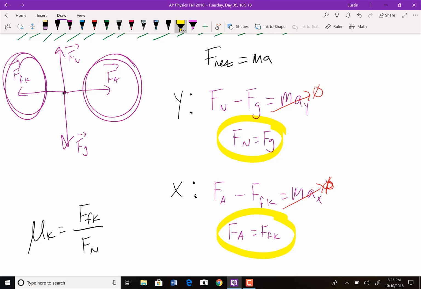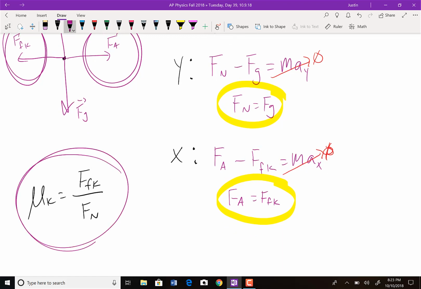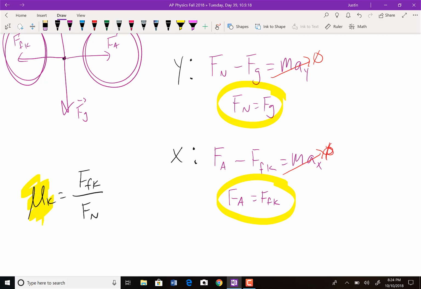So lastly, I know that I'm trying to find mu k. That's the goal here. And I know that mu k, the definition of it, is the kinetic friction force divided by the normal force. So if that's true, I need that kinetic friction force.